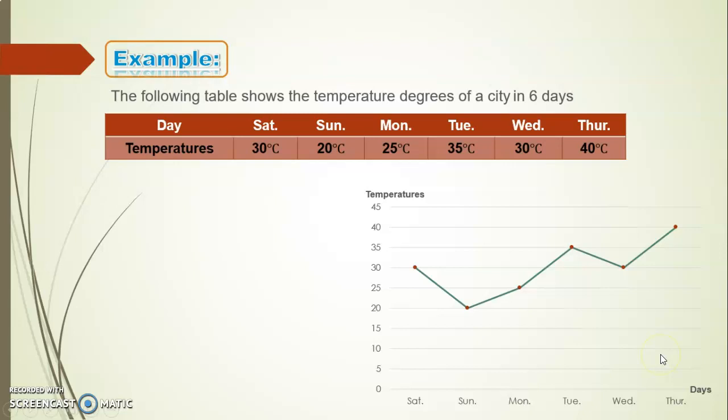How can I make this line? I move from 30 to 20 to 25, then 35, then 30, then 40. I connect or match the numbers according to my table here.